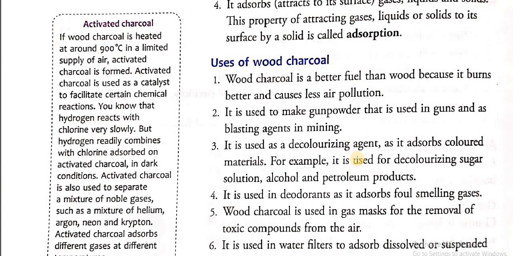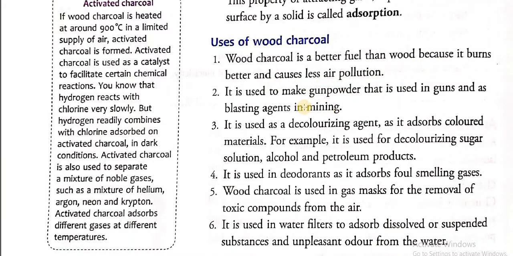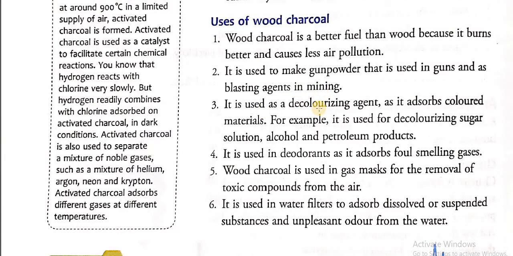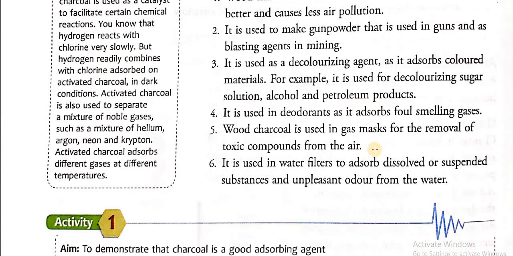Next, uses of wood charcoal. Wood charcoal is a better fuel than wood because it burns better and causes less air pollution. It is used to make gunpowder, which is used in guns and as a blasting agent in mining. It is used as a decolorizing agent as it adsorbs colored materials. Decolorizing means removing the color from a substance. For example, it is used for decolorizing sugar solution, alcohol and petroleum products.